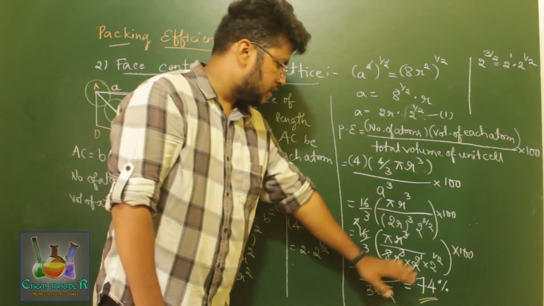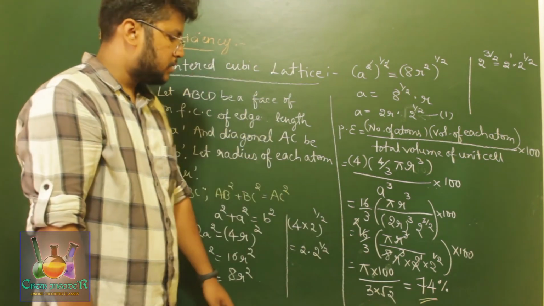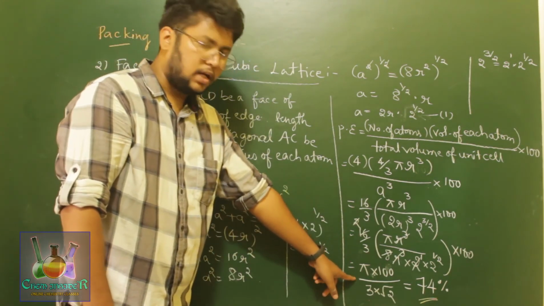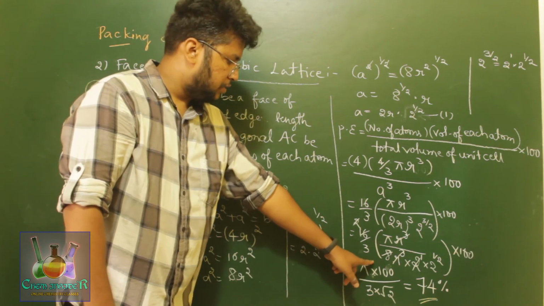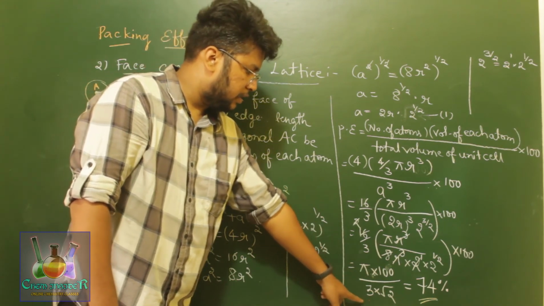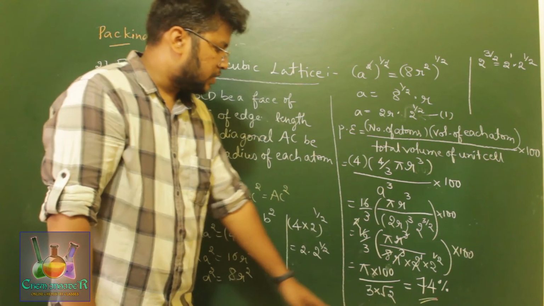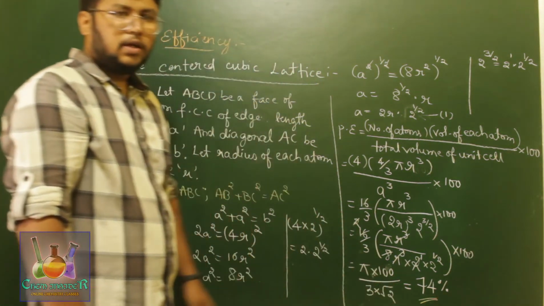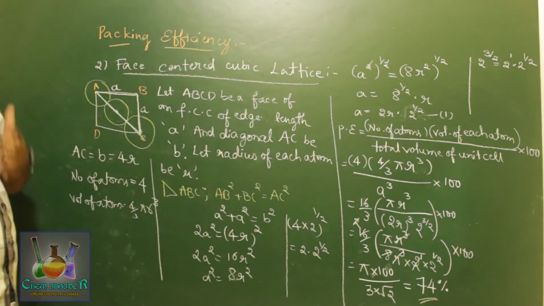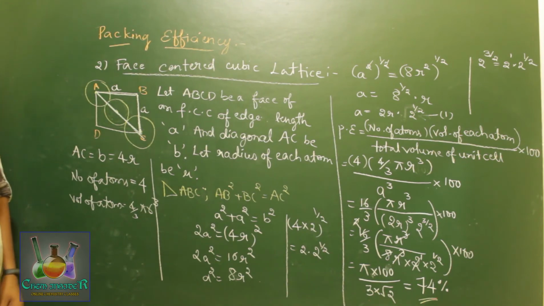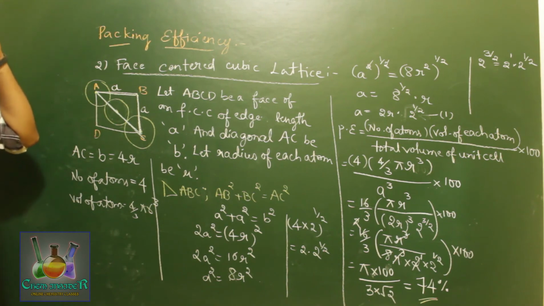On simplifying all these equations on the mathematical terms, we require a last equation, that is pi into 100 divided by 3 into root 2. On simplifying that equation, we get the percentage of 74. That is, packing efficiency of a face-centered cubic lattice is 74%. Okay, so this is about the packing efficiency of face-centered cubic lattice.